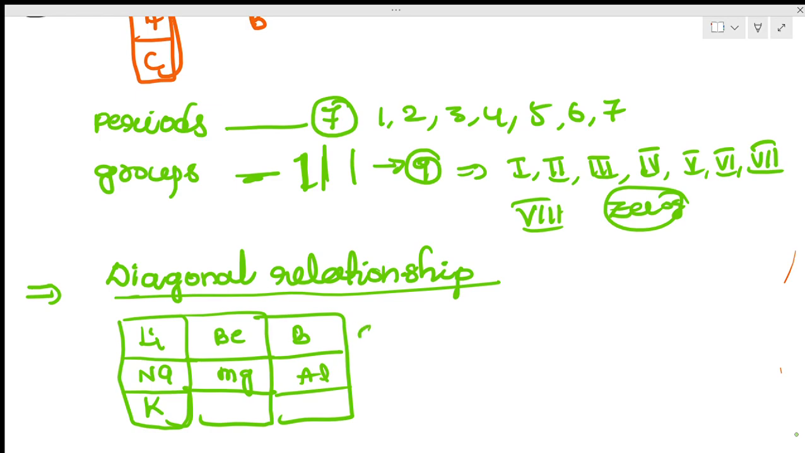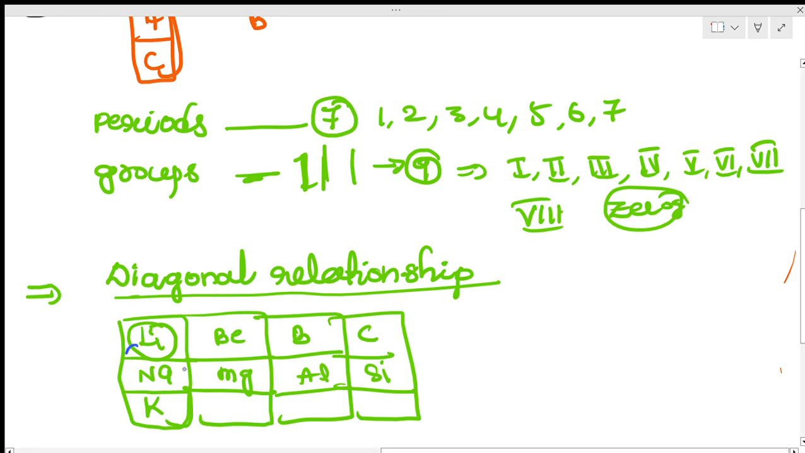Next one, carbon, silicon, this is another group. Here he observed some relationship diagonally. For example, here lithium, you can see lithium atomic size is very small. After lithium, sodium atomic size is more. You know that when going from top to bottom, atomic mass is increasing, automatically size also increases.